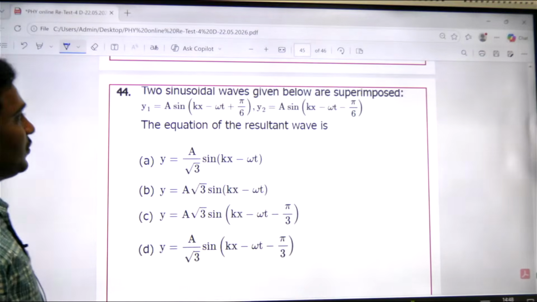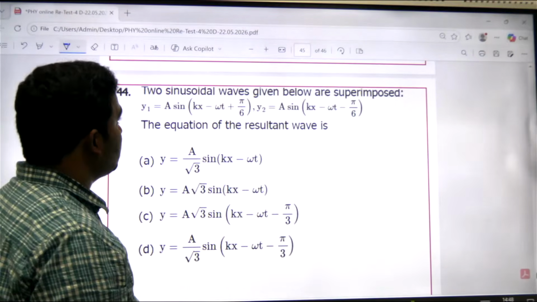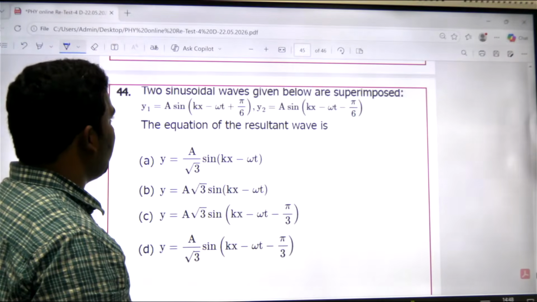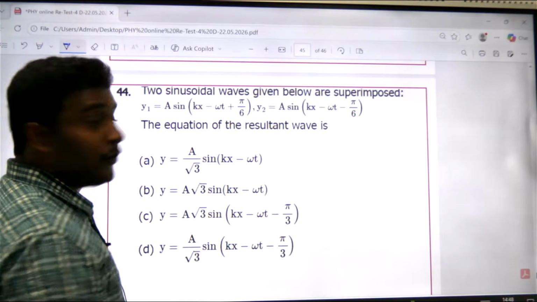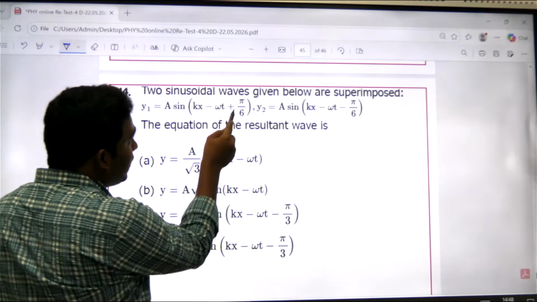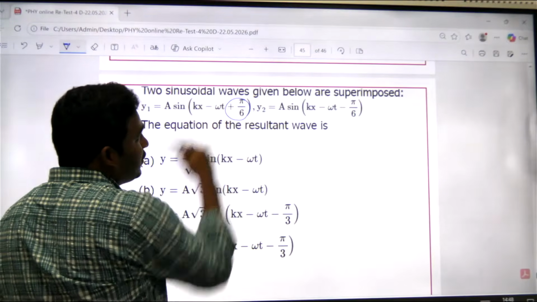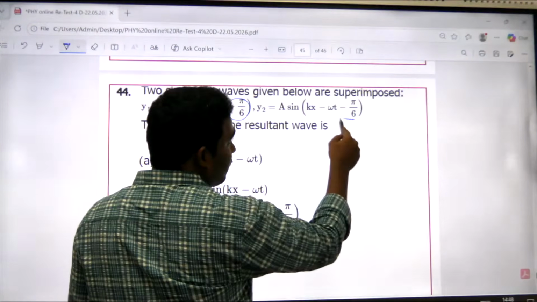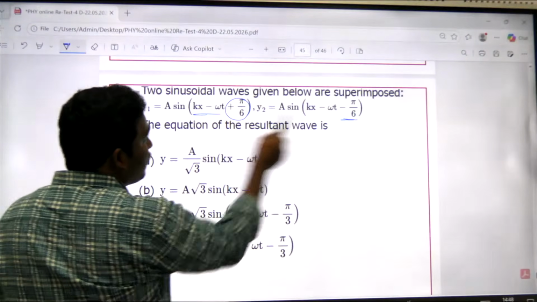Two sinusoidal waves given below are superimposed. Find the equation for the resultant wave. Now, if you observe this question carefully, see here what is the phase difference. This is plus pi by 6, and this is minus pi by 6. The remaining values are the same.